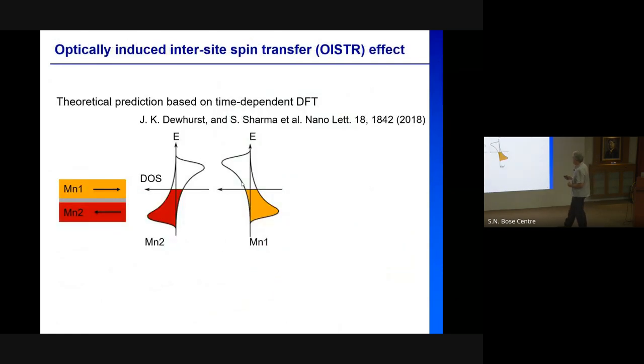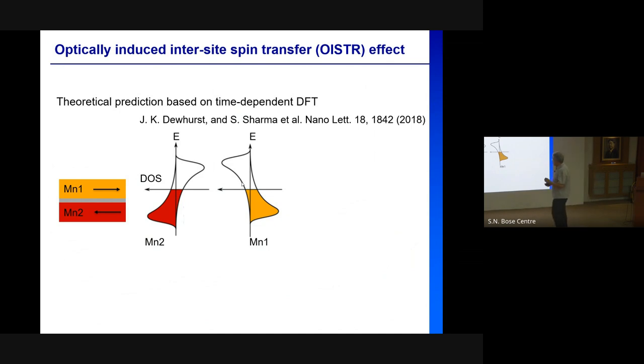It was developed by Sangeeta Sharma with time-dependent DFT calculations. The basic idea is what you see here. Let's take a toy model, but don't ask how you can do that experimentally. You have two manganese layers, which are antiparallel coupled to each other, one in this direction, the other in the opposite one. That's the density of states, the occupied part, and that's the unoccupied part from the lower one, and that's from the upper one. Of course, it's the same, but just mirrored.